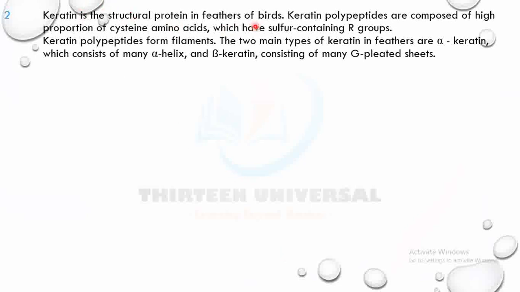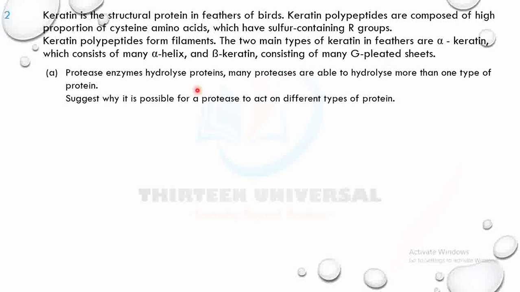Keratin is a structural protein in feathers of birds. Keratin polypeptides are composed of a high proportion of cysteine amino acids, which have sulfur-containing R groups. Keratin polypeptides form filaments. The two main types of keratin in feathers are alpha keratin, which consists of many alpha helices, and beta keratin, which consists of many beta sheets. Protease enzymes hydrolyze proteins. Many proteases are able to hydrolyze more than one type of protein.